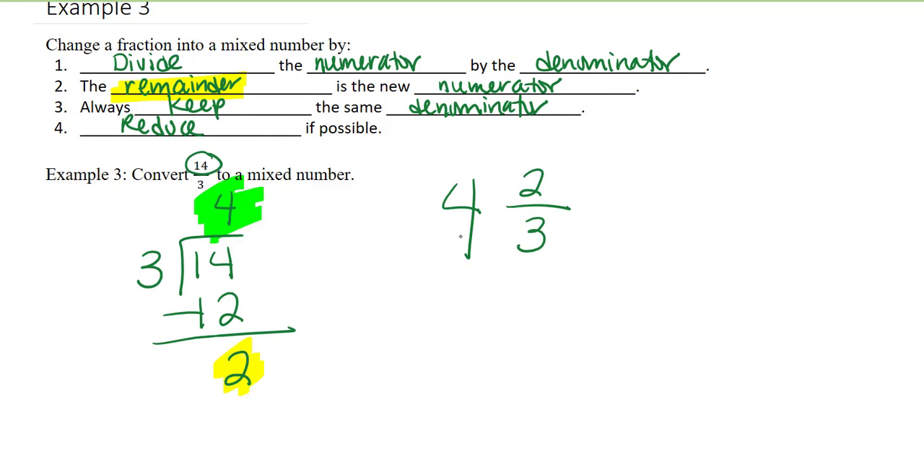Now feel free to also go backwards, right? We can go 3 times 4, which is 12, plus 2 is 14. So we can see where we get the 14/3. So we can confirm that we did it right. So this is our whole number. This is our remainder, which then becomes the numerator. Now let's do one more example on this.